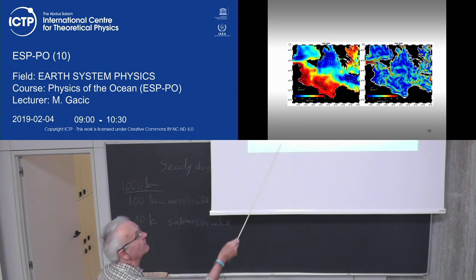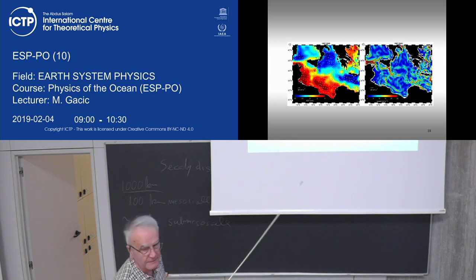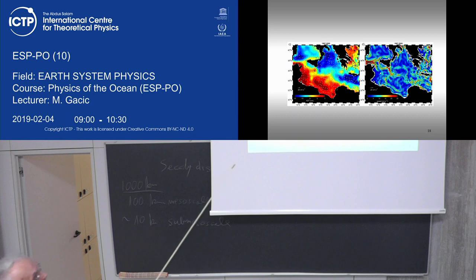This is a huge mass of water, because the largest depth there is 5,000 meters. So can you imagine that the whole water column of 5,000 meters deep changes the flow on this relatively short time scale.